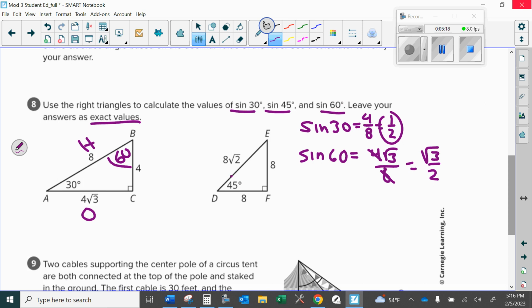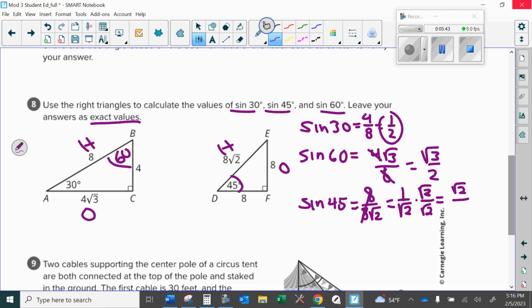And lastly, the sine of 45, opposite over hypotenuse, 8 over 8 root 2, which now simplifies down to 1 over root 2, but we know we can't leave it like that. No radicals in the denominator, so we must rationalize it. I'll say that over and over, all next year in Algebra 2 and Pre-Calc, Calc, etc. And I get root 2 over 2.